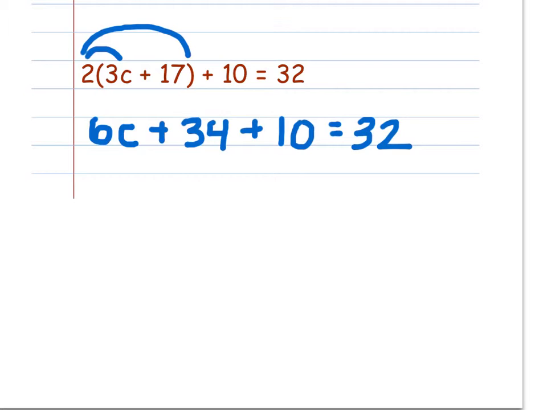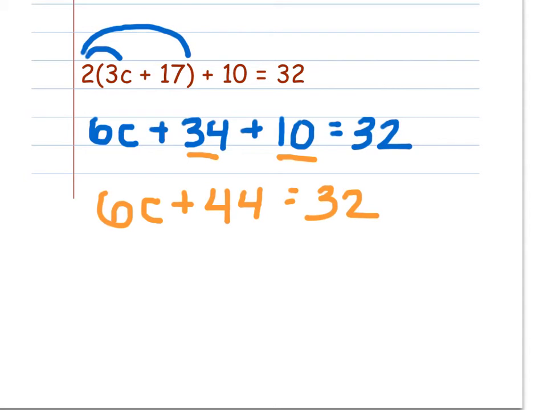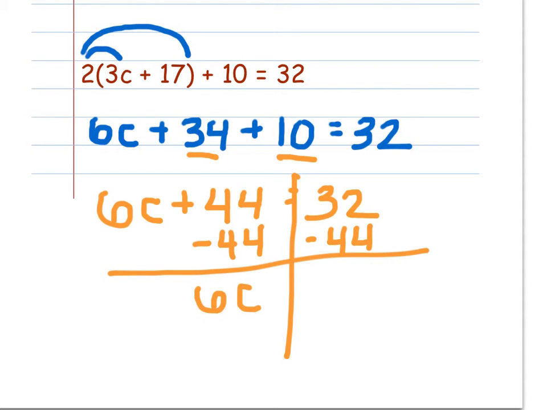Now I can see right away that I do have some like terms, and I always want to clean things up and make it as easy and short as I can. I know that I can combine this 34 and the 10 to give me 44. And then I'm just going to solve by getting c by itself. I'm going to subtract 44 from both sides. So I would get 6c is equal to, well, I have 32 minus 44. And so that is going to give me a negative number, and that would be negative 12.